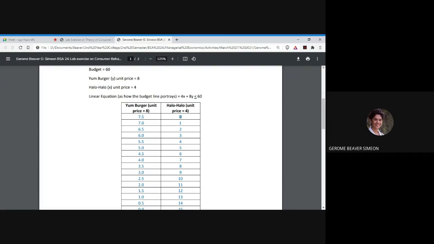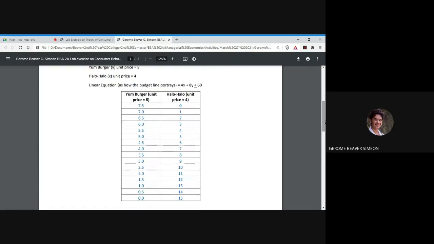So, how about if we want at least one Halo Halo? When we want at least one Halo Halo, we still have enough money to buy 7 Yum Burgers. So, that is depicted by this. All of these will equal 60 when multiplied.